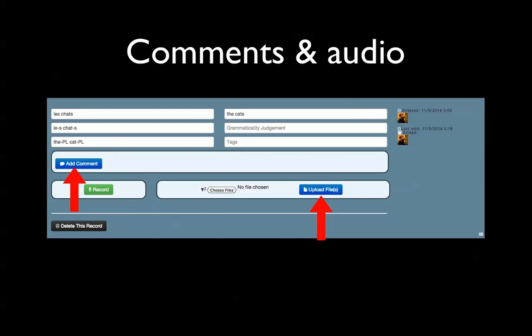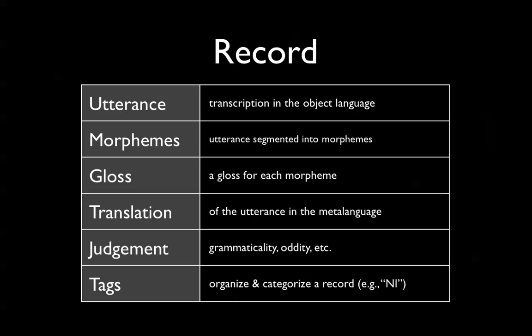You can also add comments and upload audio files. The record is the basic unit of data in LingSync. The default interface provides the fields shown here. The first 4 should be familiar from the interlinear gloss text convention.